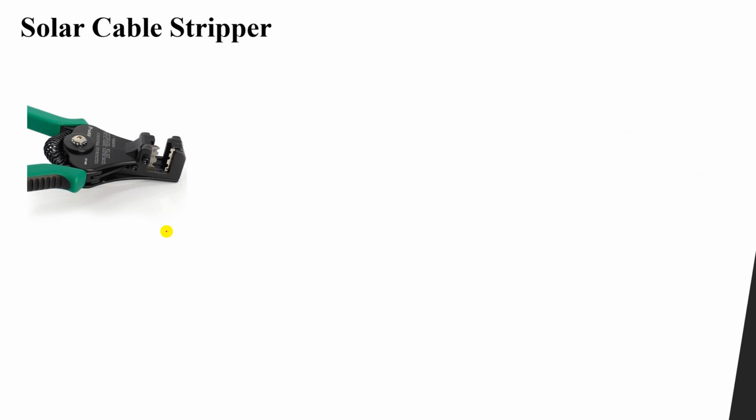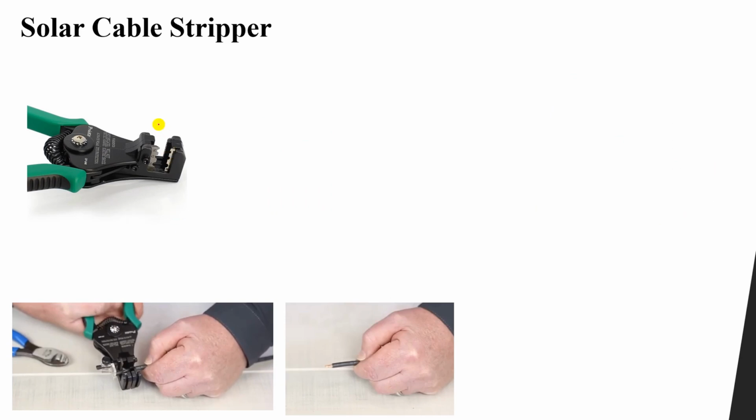So let's see first the solar cable stripper. What do we do? We simply add our cable. You can see here 14, 12, 10 millimeter square. So according to the cross-sectional area of the cable, we will put the cable here, for example, as you can see, and then we will close on it like this, and then after this we will just pull this one away. So in the end you will be able to remove the insulation of the cable.